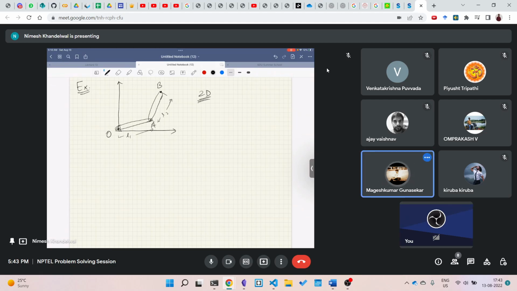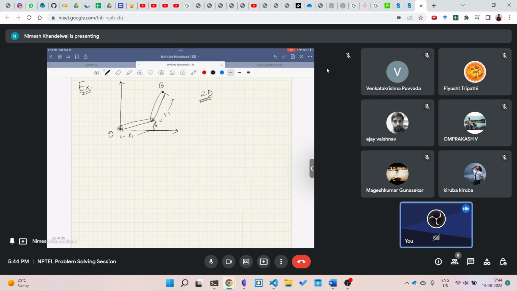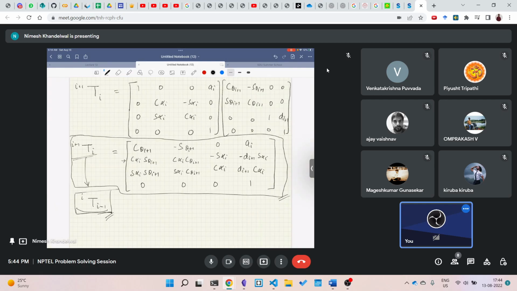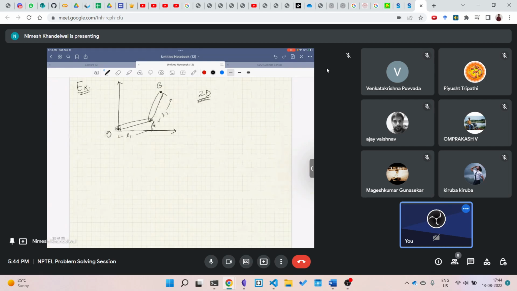The first step for any problem is you assign frames, because using frames only you can assign these matrices or basically the parameters. The first frame that we always assign is the ground frame. Right now I will use x and y since it is a 2D problem. I say that x0 y0 are the basis vectors of the ground frame, and z is outside the plane of the paper, so that's why I've drawn it like this.